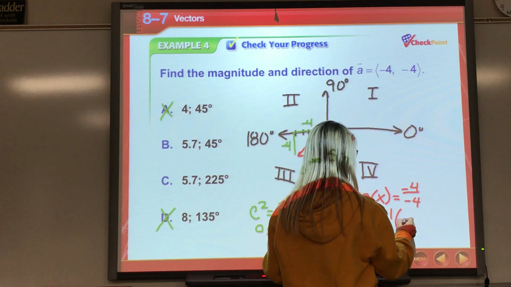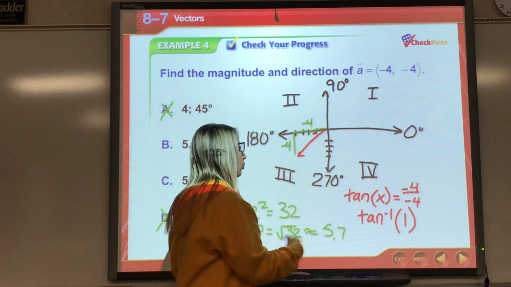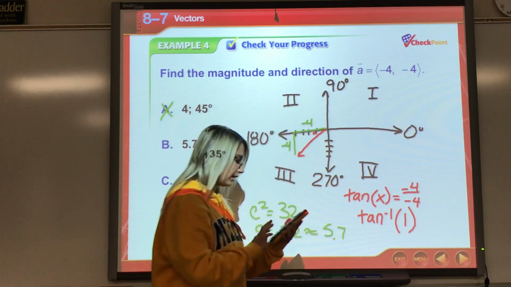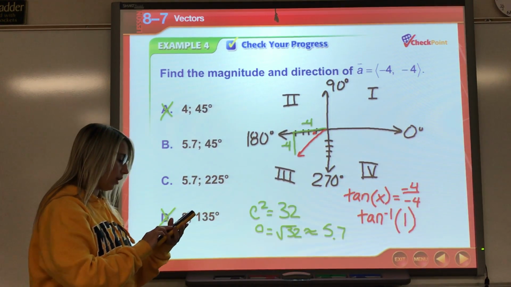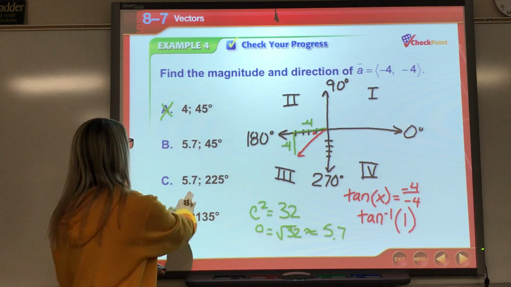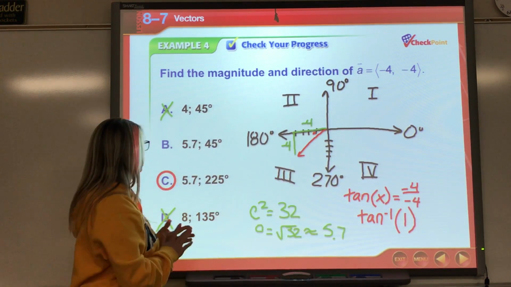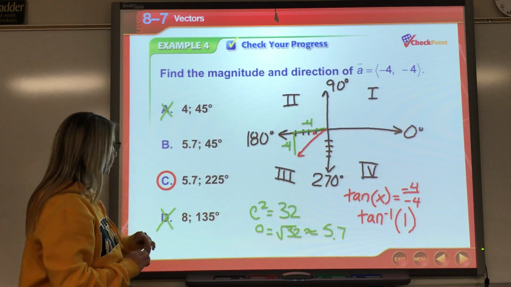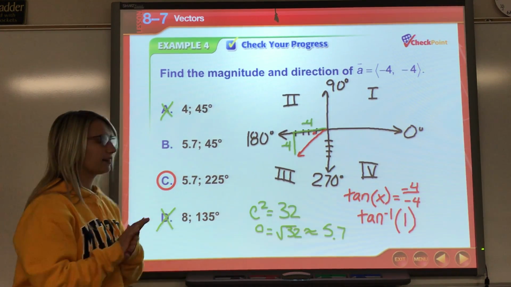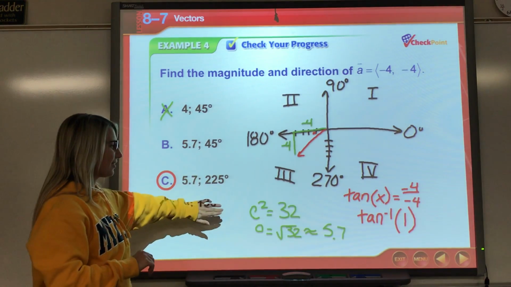Do I just take the tan inverse of 1 here? Yep. So I take the tan inverse of 1 because -4 over -4 is 1. When I do that on the calculator, I get 45. So we should be getting B. Oh, nope, we got C because we have to take that away from 360. All sorts of fun stuff to remember.